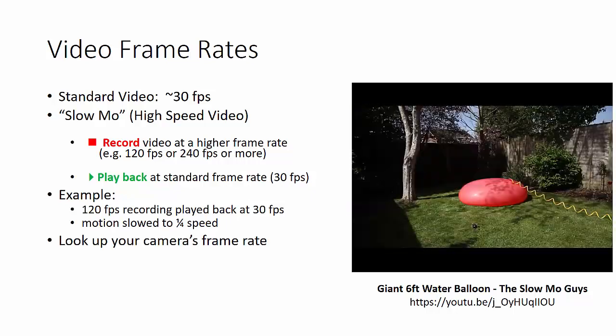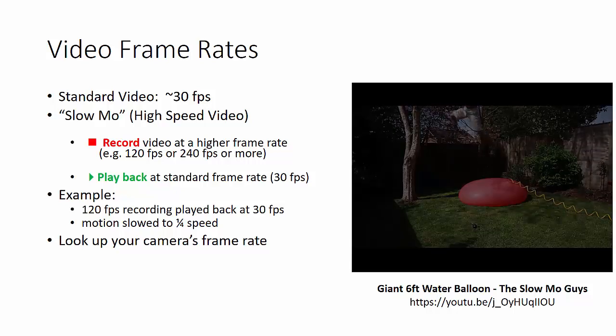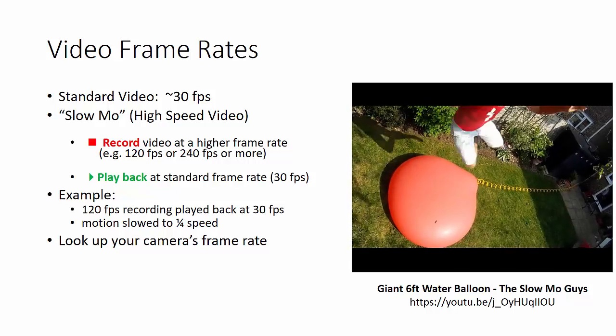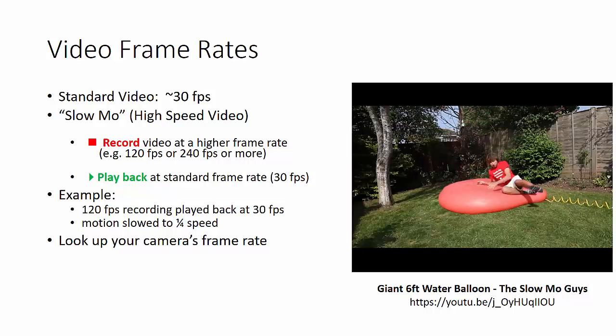And you'll want to look up what your camera is recording at. Like I said, standard video is 30 frames per second, but the videos that we see now from good cameras, and now on your cell phones, run at 240 frames per second.